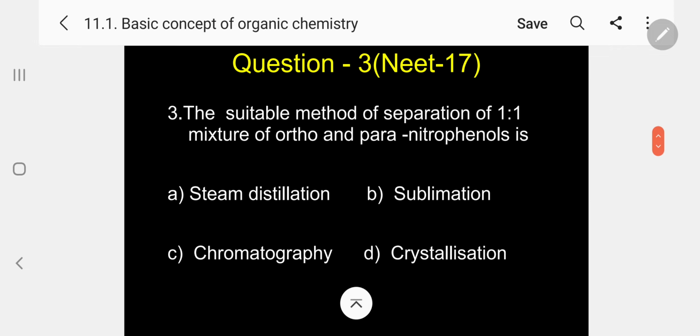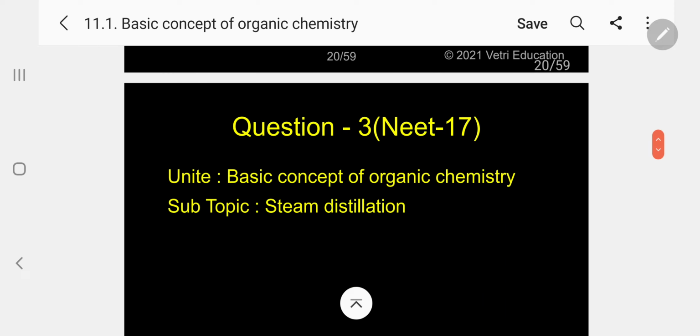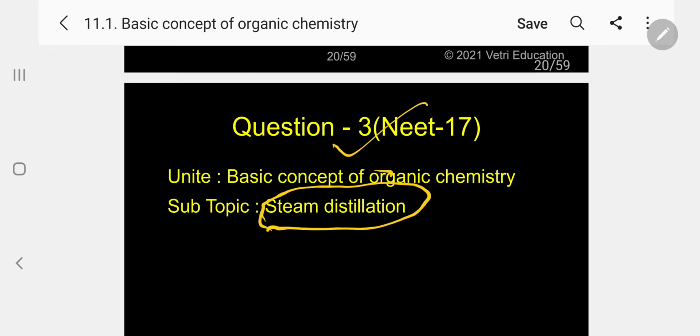The next question, 3, was asked in NEET 2017. The suitable method of separation of a 1:1 mixture of ortho and para nitrophenol is: A, steam distillation; B, sublimation; C, chromatographic technique; D, crystallization. Okay, let me go through the topic. This question was asked under the unit Basic Concepts of Chemistry, subunit purification methods, specifically steam distillation.